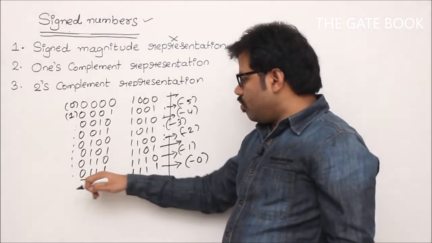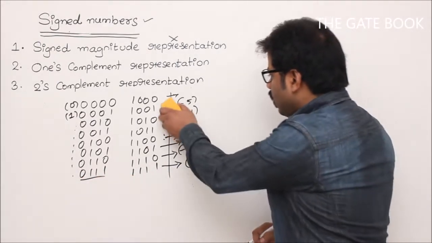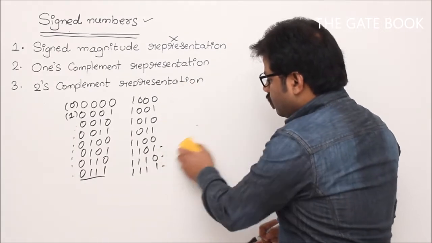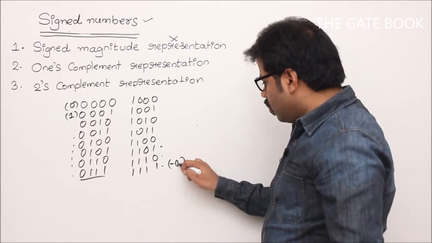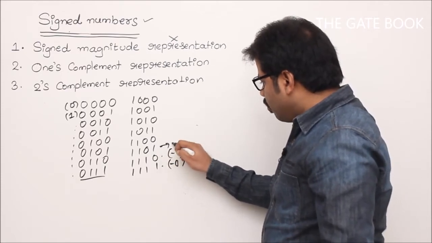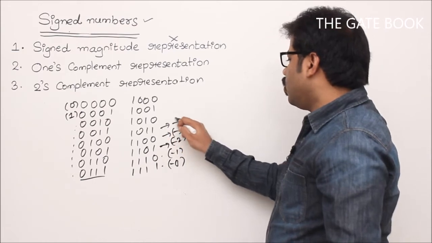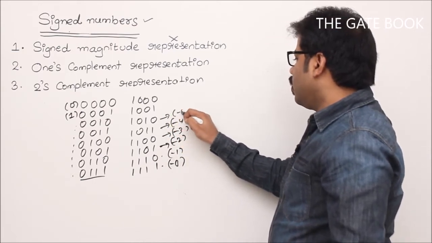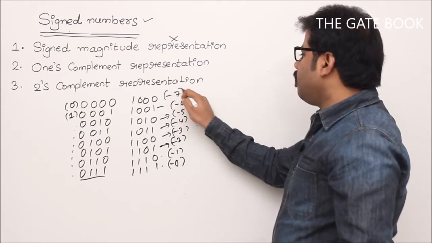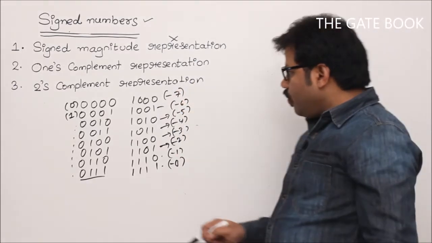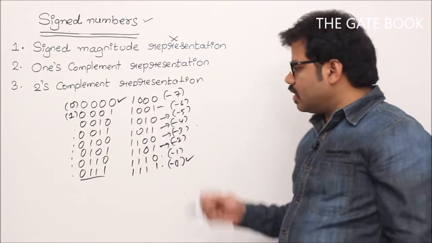So for this one: 0, minus 0, minus 1, minus 2. I missed one thing, let me write here. This is from now onwards minus 0. This will be minus 1. This would be minus 2. This is minus 3. This is minus 4. This is minus 5. This is minus 6. This is minus 7. If you see one more thing, again 0 has multiple representations. That is a drawback.